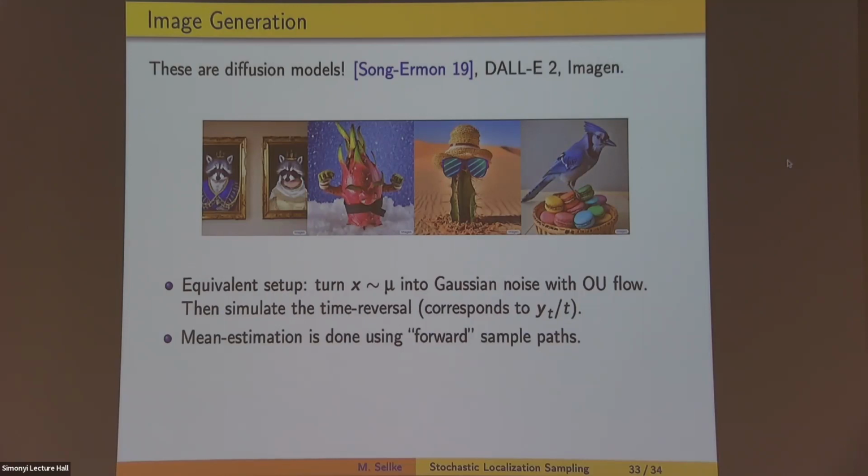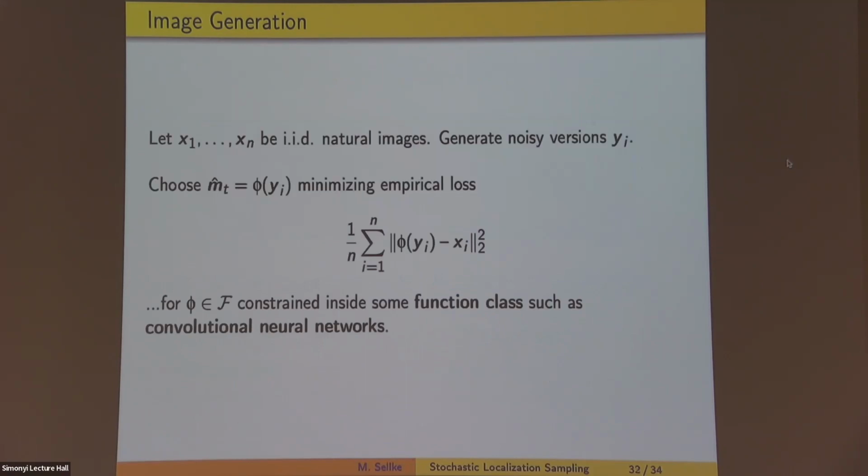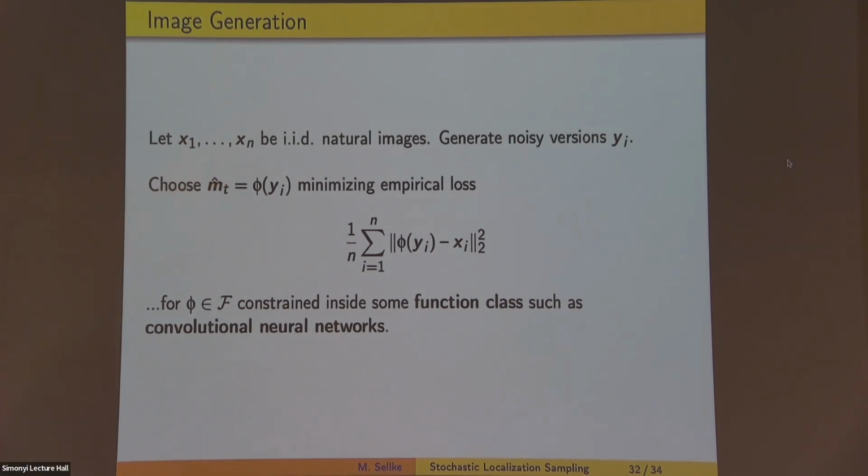I'm confused about what's the distribution of images that you're... Yeah, right, sorry. So you have some images. There's no assumption, this is just what they do. So what you can think of is, I give you these images, and for each one, I turn it into Gaussian noise by doing an OU process.